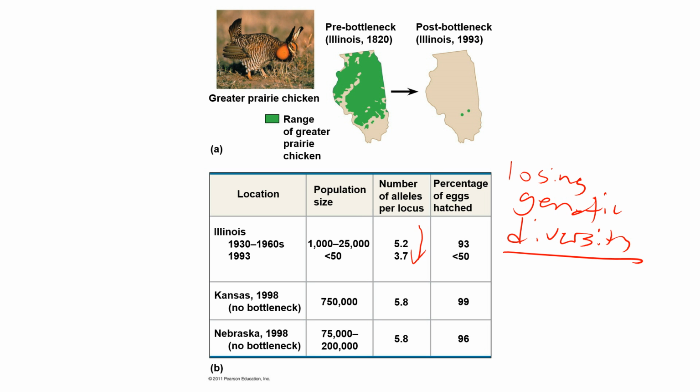Now, if you compare that to Kansas and Nebraska in 1998, where there was no bottleneck, the population size is much larger. They have a comparable number of alleles per locus to the pre-bottleneck Illinois population, as well as a really high reproductive success in comparison. So you can look at the effects that genetic drift can have on a population in this case study.